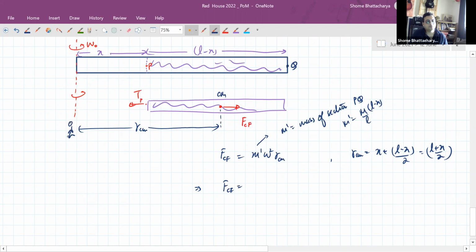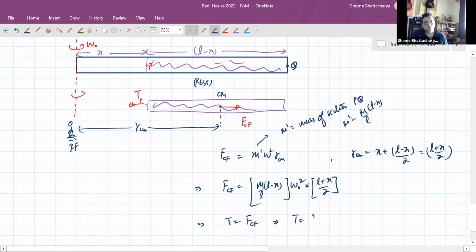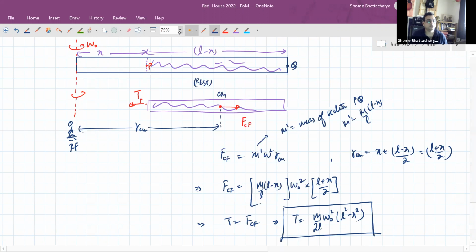So in the rotating frame, we see this object at rest. This is the mass into the angular speed square into R CM, so we get tension which balances the centrifugal force. So this is tension as a function of x.